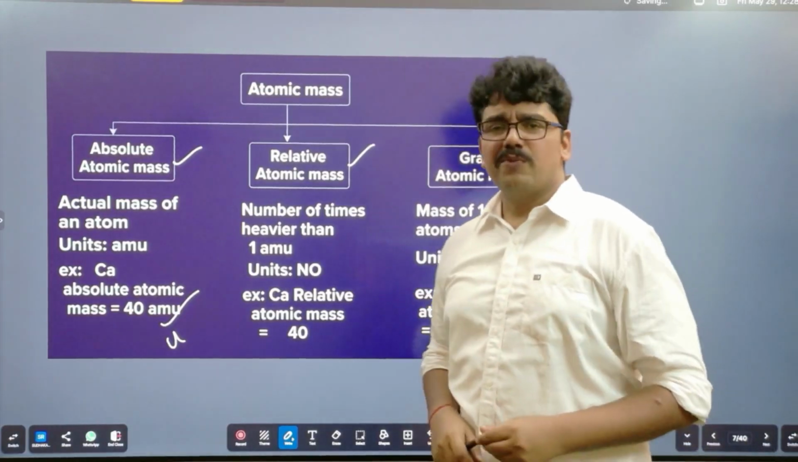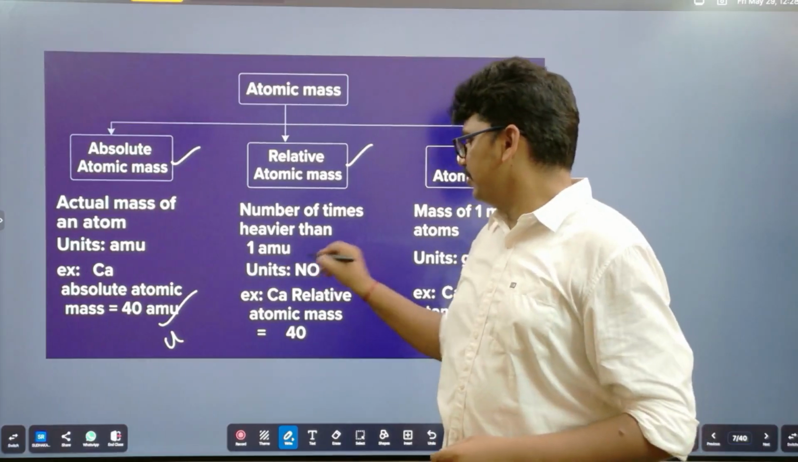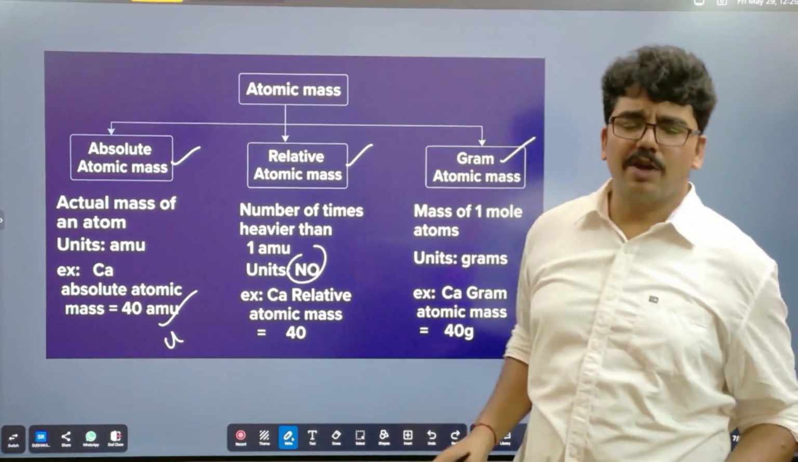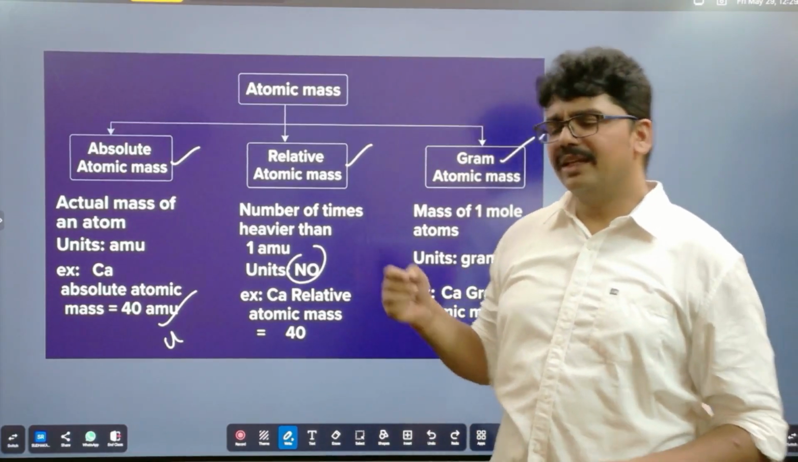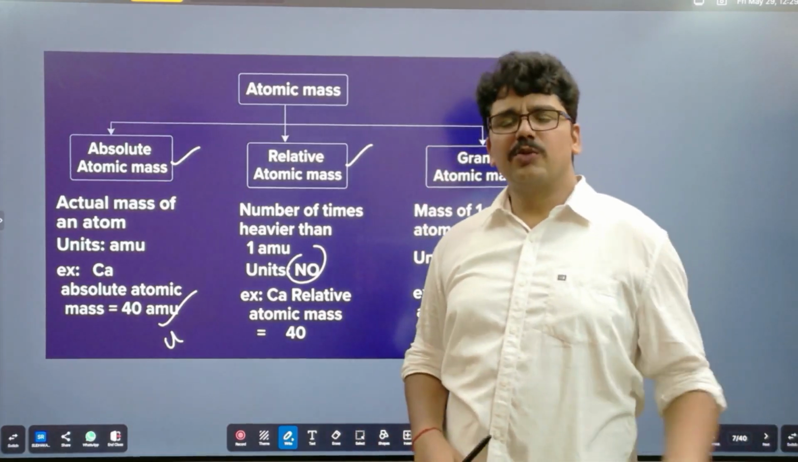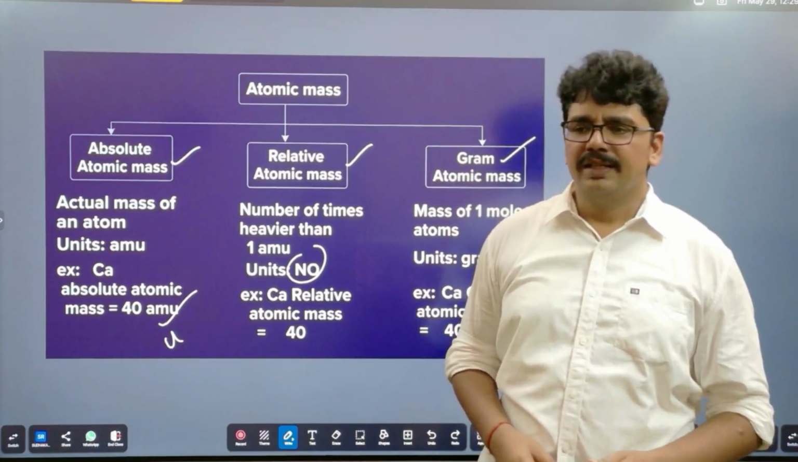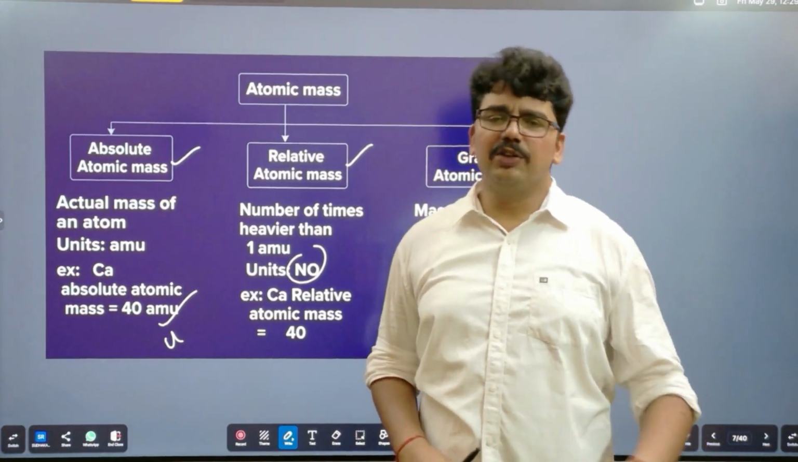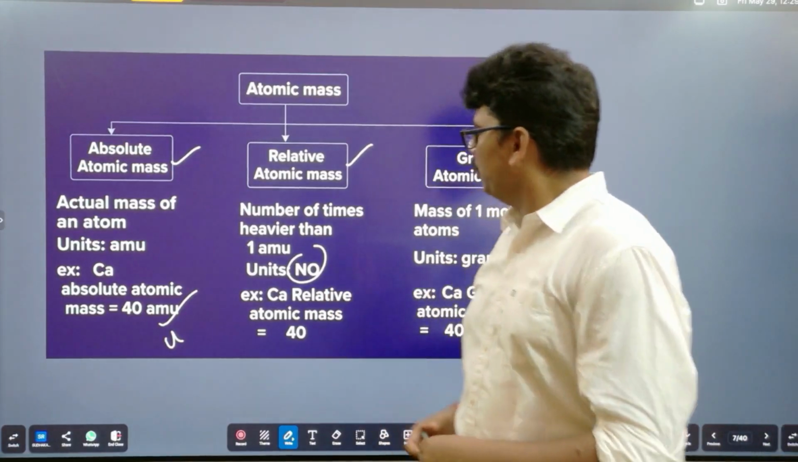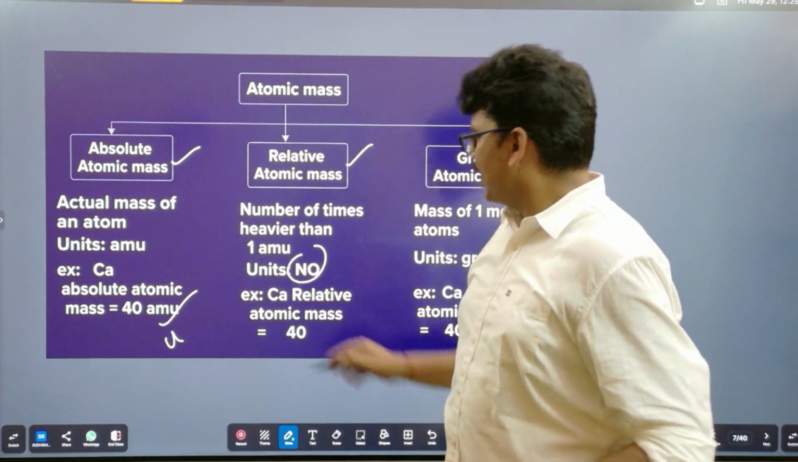So it is a relative property. Relative property does not have units. For relative properties, no units. Specific gravity, relative property, no units. Vapor density, relative property, no units. Electronegativity, relative property, no units. So for any relative property, no units. So same calcium I am taking.